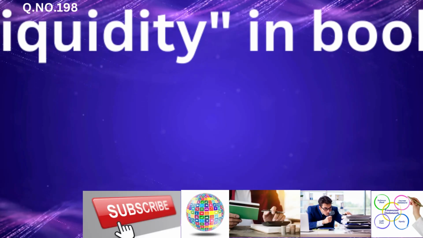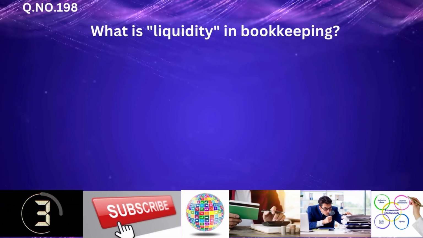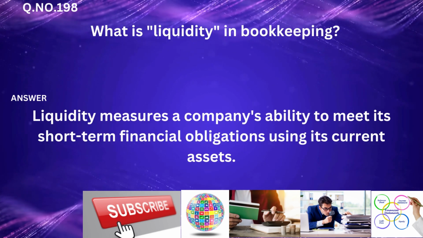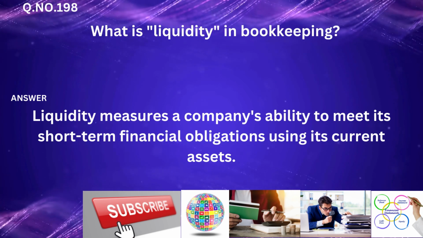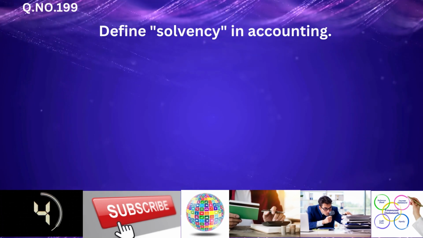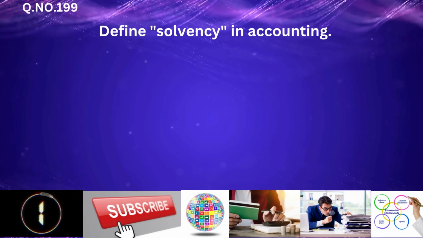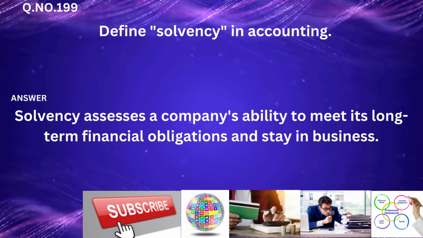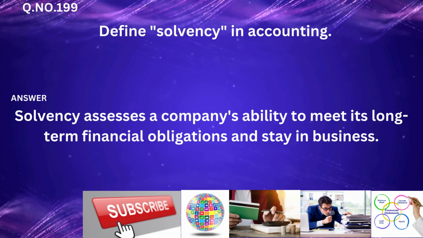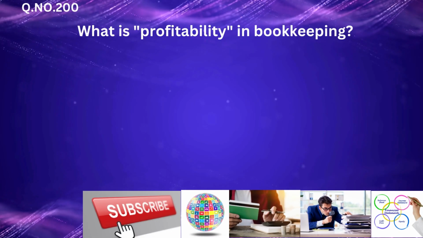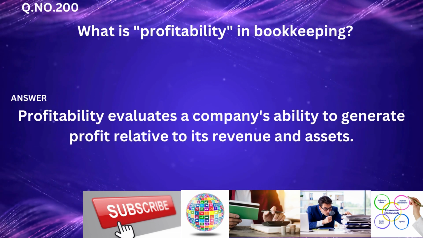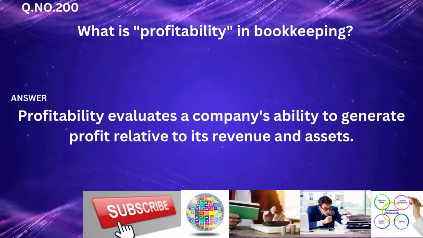Question 198. What is liquidity in bookkeeping? Answer: liquidity measures a company's ability to meet its short-term financial obligations using its current assets. Question 199. Define solvency in accounting. Answer: solvency assesses a company's ability to meet its long-term financial obligations and stay in business. Question 200. What is profitability in bookkeeping? Answer: profitability evaluates a company's ability to generate profit relative to its revenue and assets.